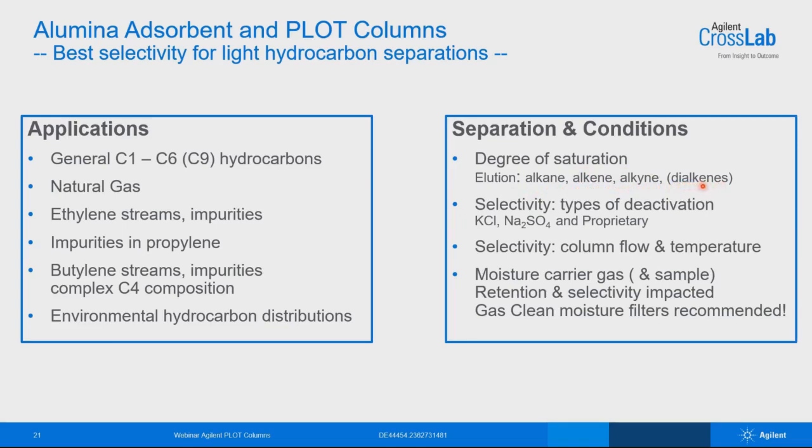Alumina is very active. It requires deactivation to become usable as an adsorbent for gas chromatography. In the early development days of the alumina column, they were deactivated with a copper sulfate moisture filter. Not a stable deactivation process, so that was quickly abandoned for a deactivation using salts. Potassium chloride and sodium sulfate are the most used, but there are also some proprietary deactivations in the market.